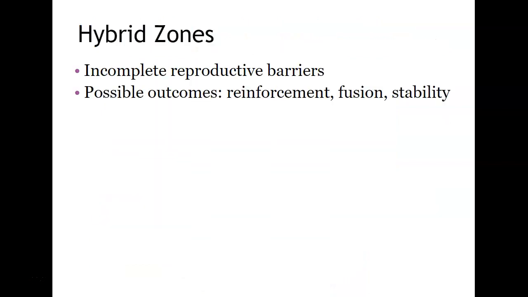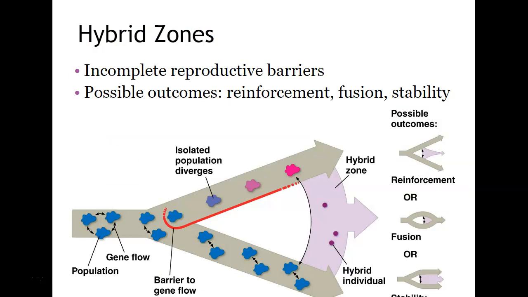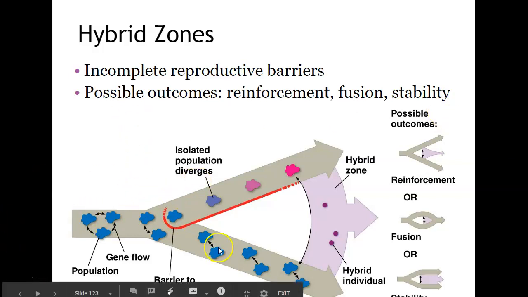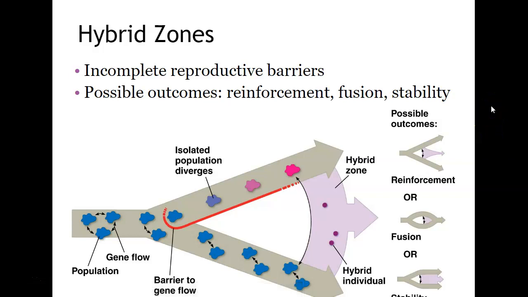All right, so there is something called a hybrid zone where there are reproductive barriers, but they're not complete, meaning it's not a total block. So you might have a population, a gene flow, some kind of barrier, and then there can be some hybrids that do result. And it can either become stable or it can become fused, meaning that they might go back together to be the same population, or they might stay diverged. So it just kind of depends.